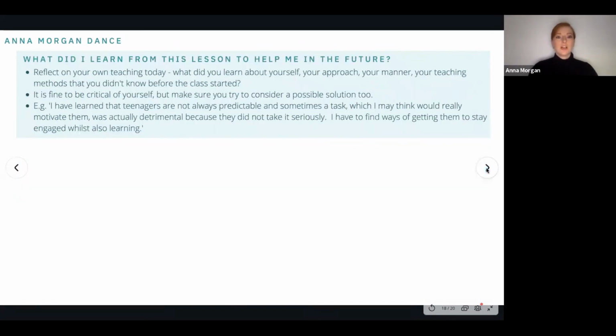And lastly, what did I learn from this lesson to help me in the future? So reflect on your own teaching today. What did you learn about your approach, your manner, your teaching methods that you didn't know before the class started? It's fine to be critical, it's good to be critical, but make sure you consider the possible solution too. For example, I've learnt that teenagers are not always predictable, and sometimes a task which I may think would really motivate them was actually detrimental because they just didn't take it seriously. I have to find ways of getting them to stay engaged whilst also learning.